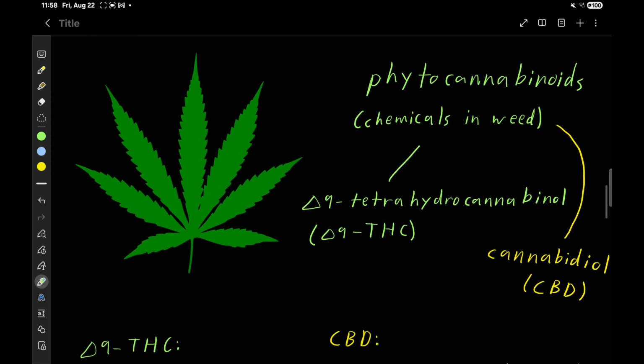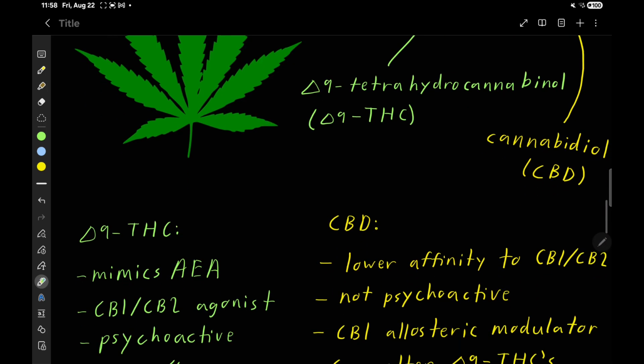The cannabis plant has many chemicals called phytocannabinoids. Phytocannabinoids are chemicals in cannabis that interact with the endocannabinoid system. And the two main phytocannabinoids are delta-9 THC and CBD, which is short for cannabidiol. So let's take a look at what these two main phytocannabinoids do.